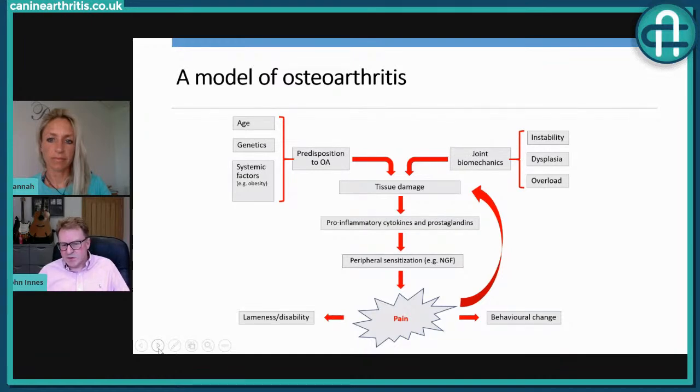And pain is what is important to your dog. Your dog doesn't really care about what his joint looks like on an x-ray. He's actually bothered about whether his joint or her joint hurts. And it's the same for us as human patients. And of course, pain may then cause lameness and disability, mobility issues, but also behavioral change, and dogs can become a little bit grumpy sometimes.